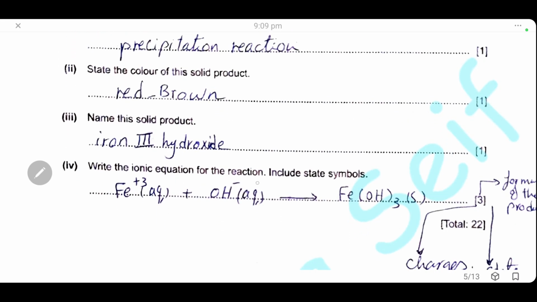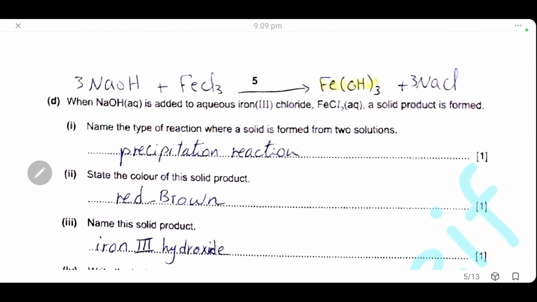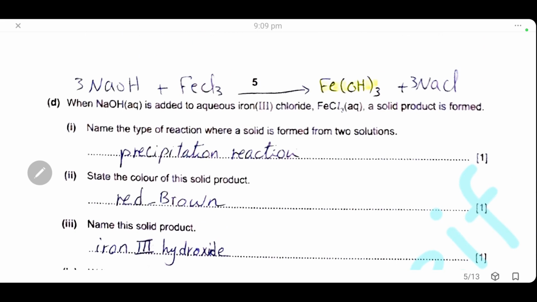Write the ionic equation for the reaction, including state symbols. So here, to write the ionic equation, we will remove the spectator ions, the ions that didn't take any part in the reaction. It was here in aqueous state and comes out in the product in the same aqueous state. So we have sodium ions as a spectator ion. It is in the same state. It didn't take part in the reaction.